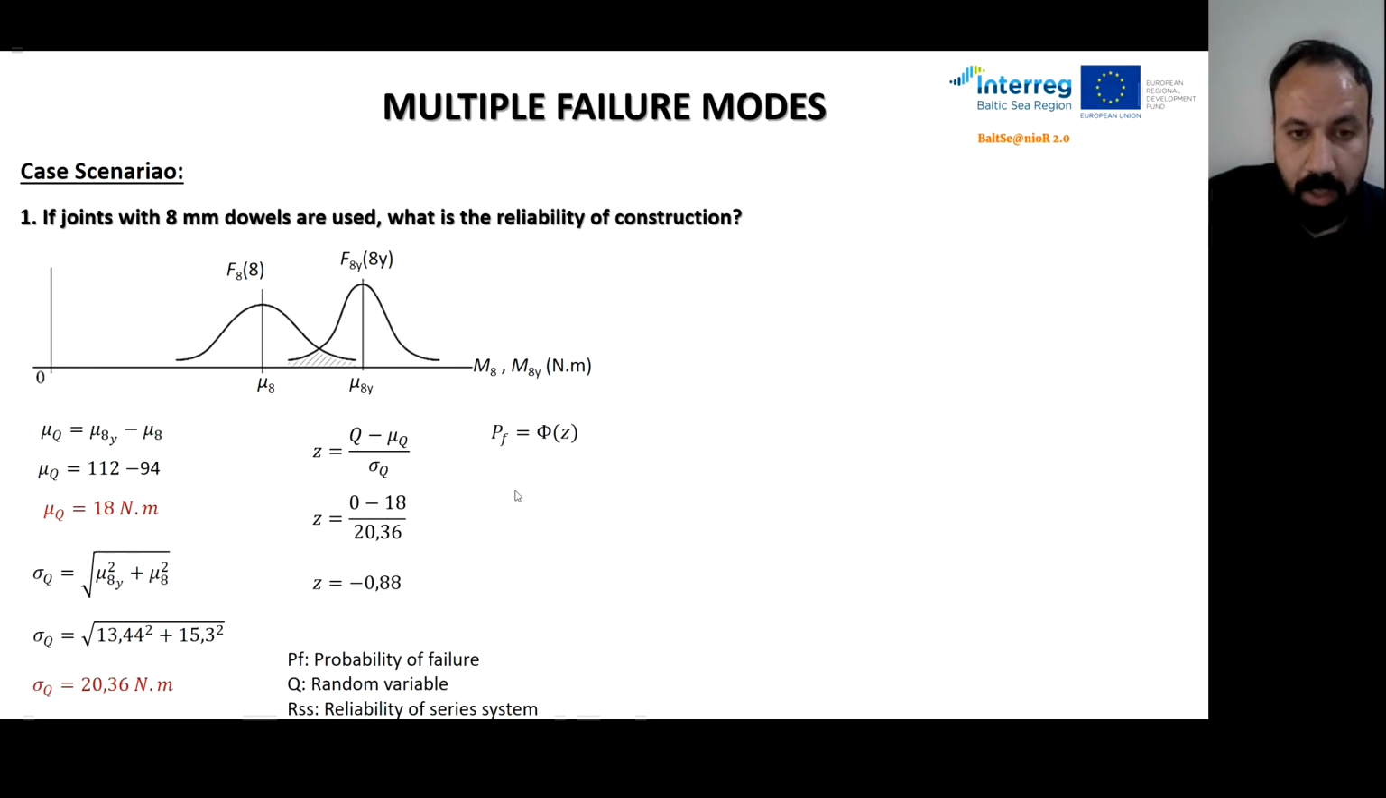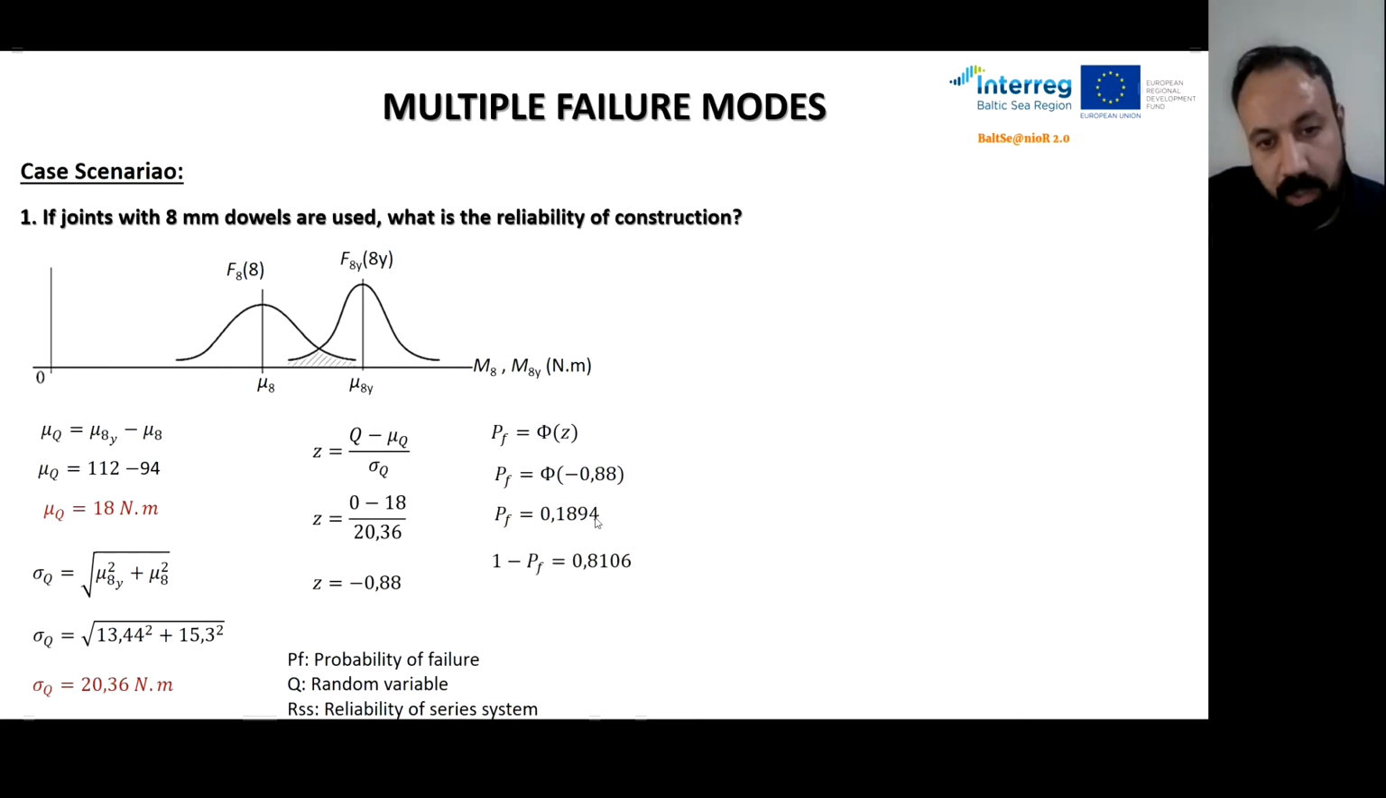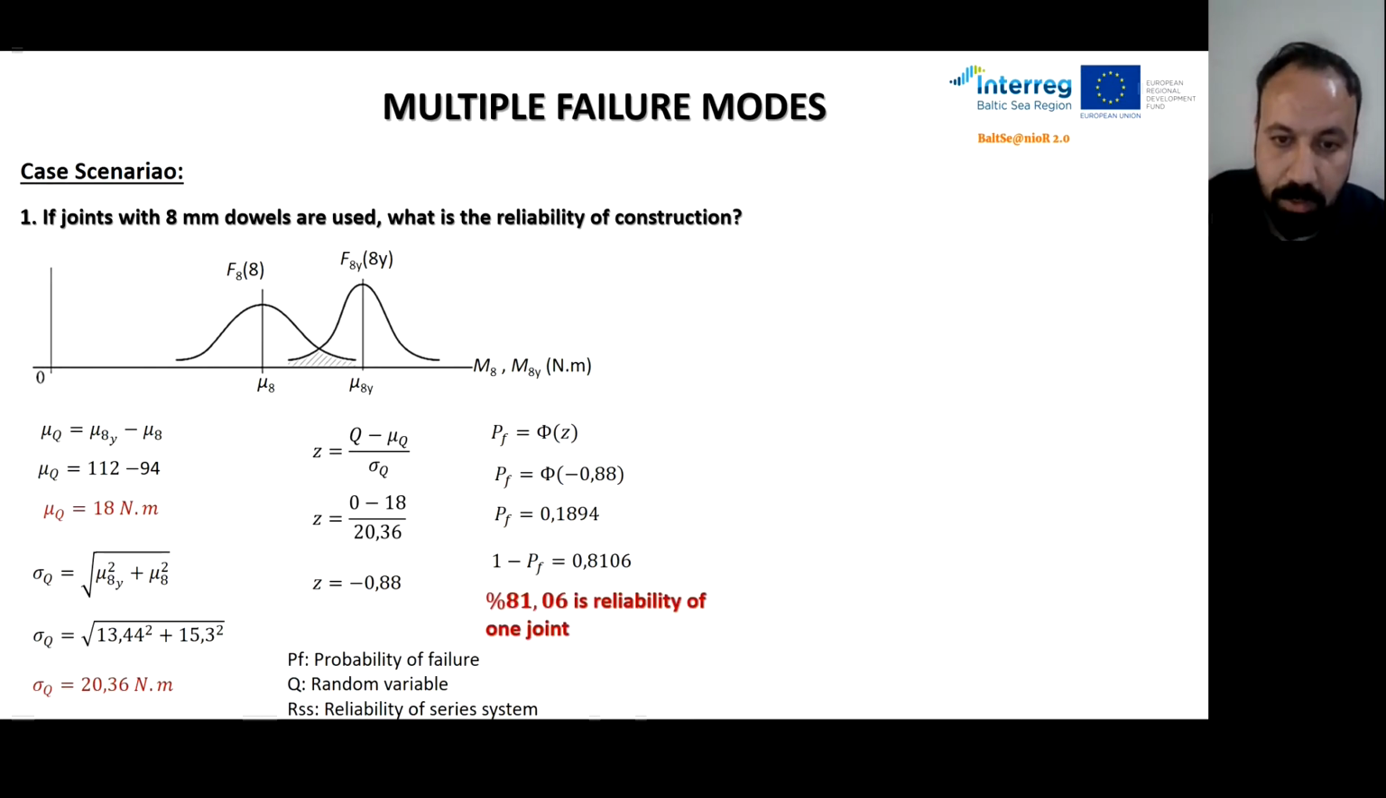If I use normcdf in MATLAB with that value, it gives me that failure probability. My failure probability is 0.1894. So my reliability, 1 minus PF, makes 0.8106. So 81% is the reliability of one joint. If I use the 8 mm dowels, my reliability for one joint will be 81%.